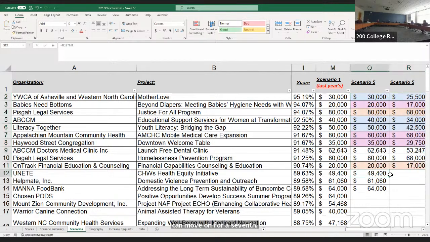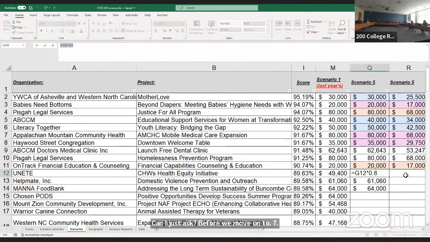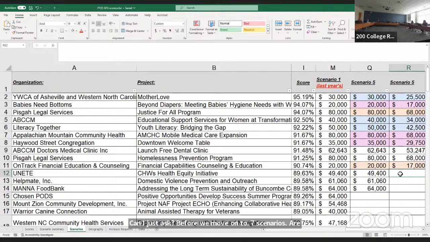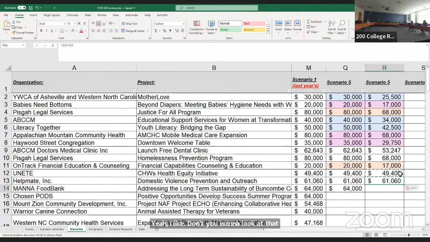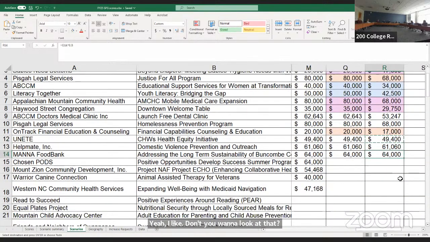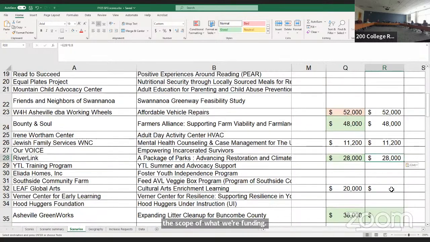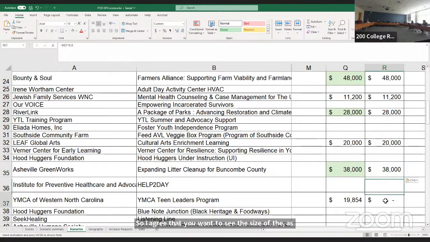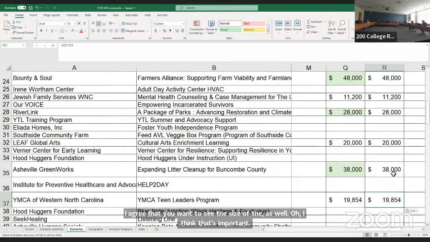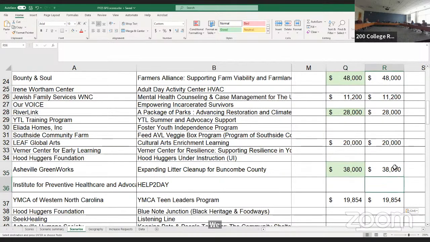Can I just ask, before we move on to 7 scenarios, are there any scenarios here that y'all are like, don't even wanna look at that? We can just roll that out. Well, I want to think. There's a reason we're not talking about scenario 1 because it's really limiting the scope of what we're funding. So I agree that we need to look at geography and the size of the grant as well. I think that's important. We dropped the focus area.